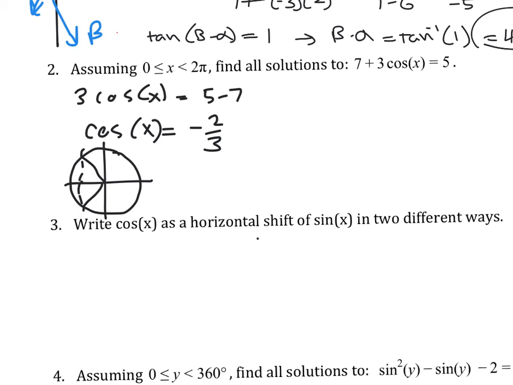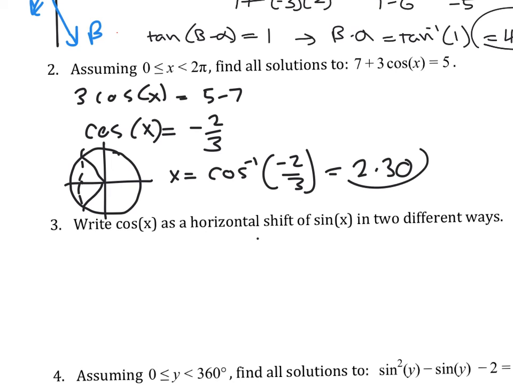Now, the first step is to take the inverse cosine of both sides of my equation. x equals inverse cosine of negative 2/3. And when you do that, that's not something that's on your unit circle as a nice angle. You have to do that on your calculator, making sure that you're in radian mode, and that is 2.30, roughly. That is your first solution.